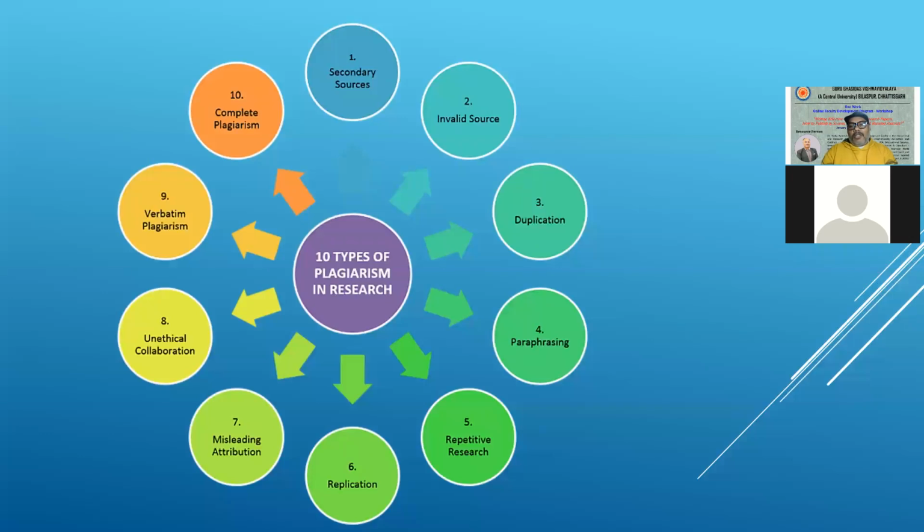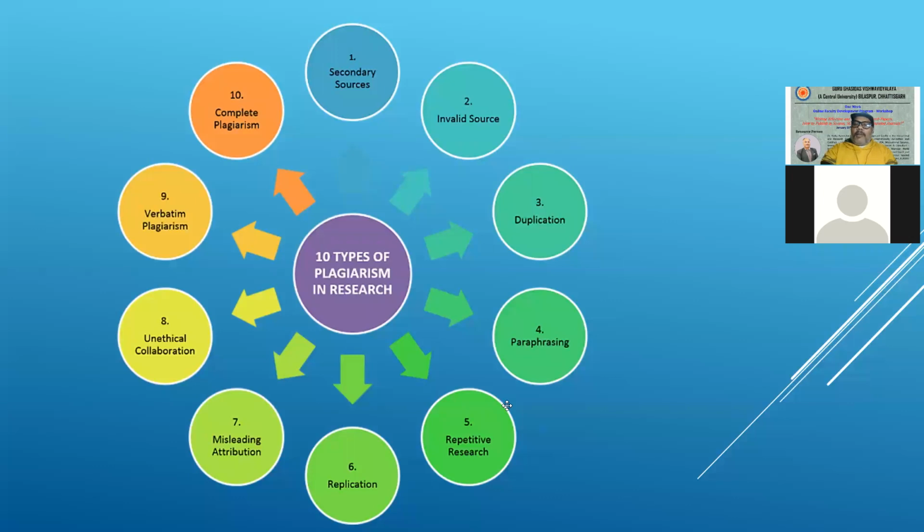Fifth is repetitive research. Again, people take the same title, same content, same citation, same research paper. Only the years are changing, and sometimes even the year is not changing. So it is also a very difficult situation for everyone to understand. The sixth point is replication.